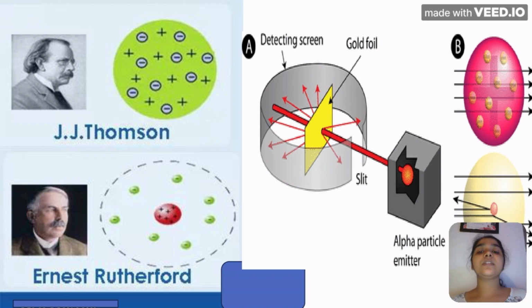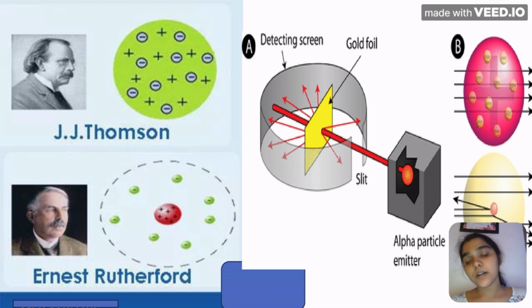So, starting with Sir J.J. Thomson, Sir J.J. Thomson proposed the plum pudding model, which is famously known as the watermelon model of an atom. So he perceived the atom to be a ball of positive sphere wherein the electrons were arranged on it.